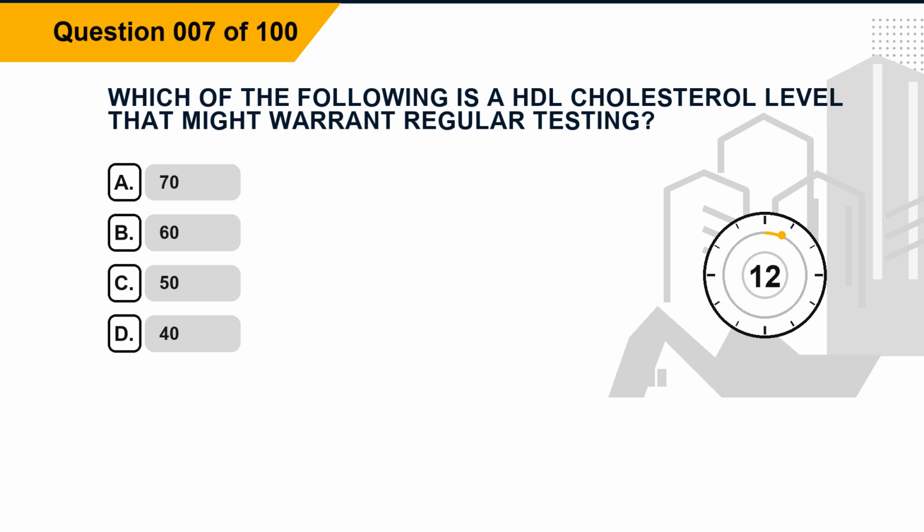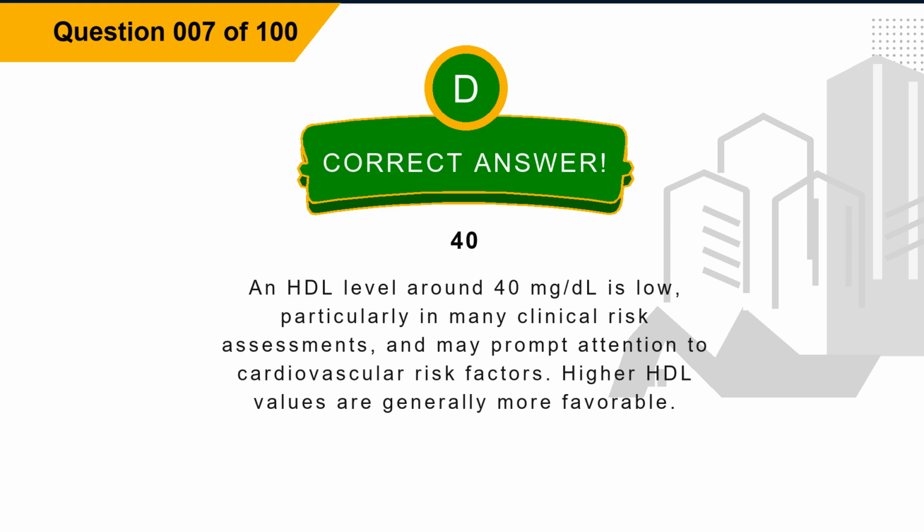Question 7. Which of the following is an HDL cholesterol level that might warrant regular testing? Option A, 70. Option B, 60. Option C, 50. Option D, 40. The correct answer is option D, 40. Explanation. An HDL level around 40 mg/dL is low, particularly in many clinical risk assessments, and may prompt attention to cardiovascular risk factors. Higher HDL values are generally more favorable.